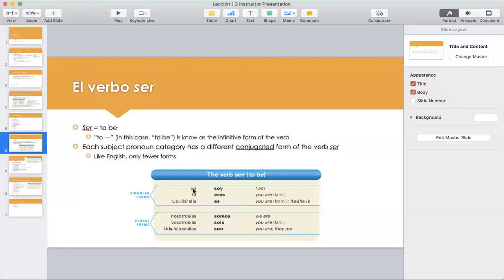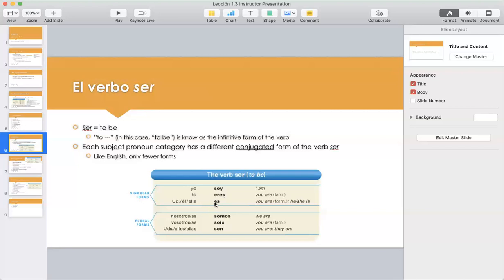So again, yo soy, I am, or soy by itself still means I am. Tú eres, you are in the informal. If you say eres by itself, it still means you are. Can you say tú eres? Of course. But if you say eres, like eres Juan, you're Juan, I still know that I'm talking to you directly, and you recognize that I'm talking to you directly without using the tú.